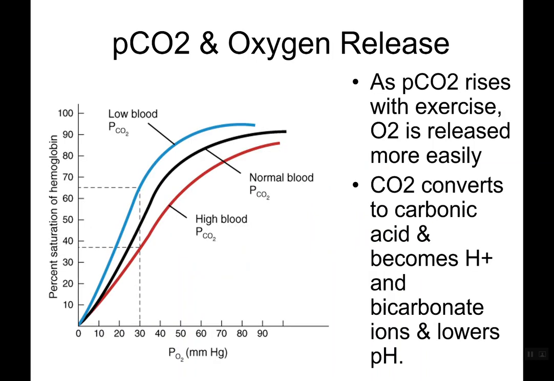All right, PCO2 and oxygen release. This is directly related to the fact that carbon dioxide gets converted by carbonic anhydrase into carbonic acid and eventually protons. So it's similar to the Bohr shift model I showed you before, and in fact the curves look pretty much the same because of this proton action.